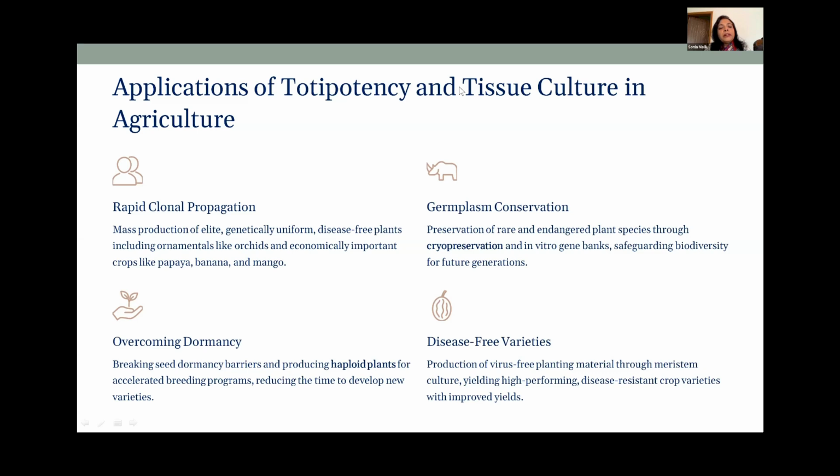And if there is some rare or endangered plant species and we cannot afford to take much plant material, we need just one single leaf. From that we can have billions of plants within a year. That is the main application of plant tissue culture.